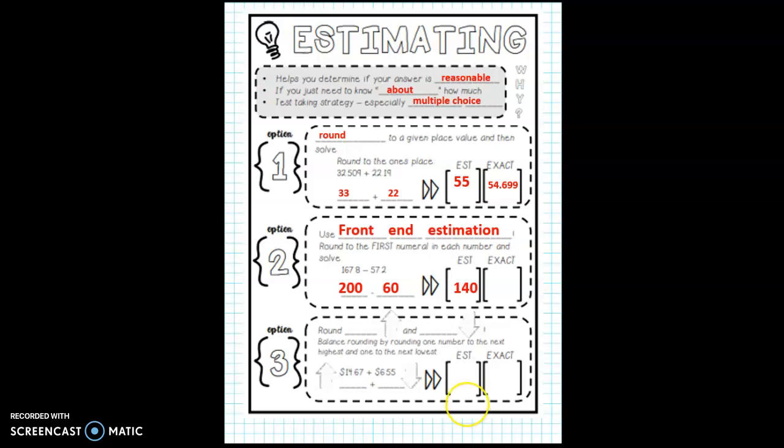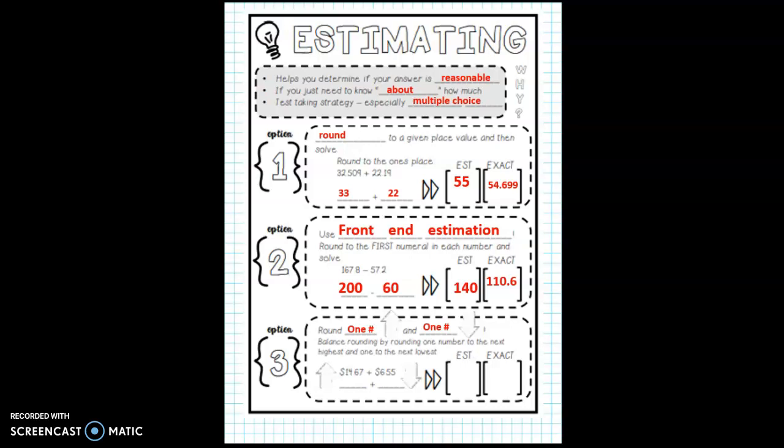When we do our exact numbers and get our subtraction, we get 110 and 6 tenths. We know that this is still a good answer because it is close to 140. The final option is to round one number up and one number down. This balance rounding, by rounding one number to the next highest and one number to the next lowest, will give you the most exact estimate you can have.